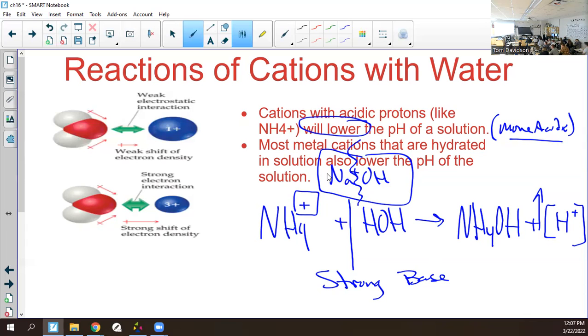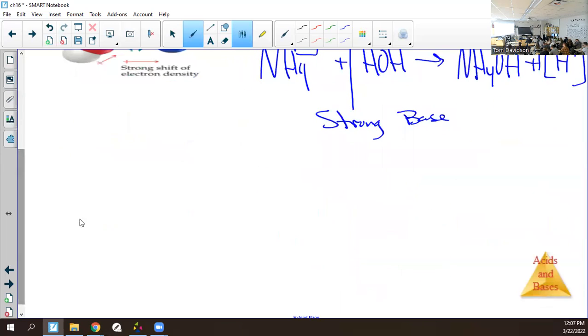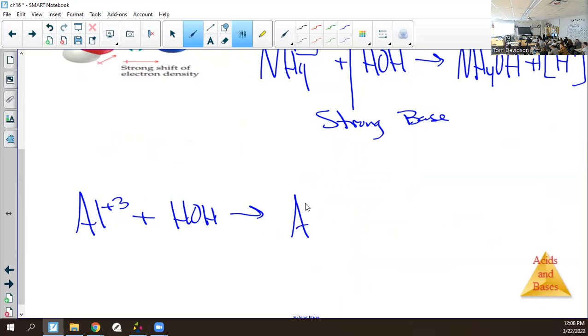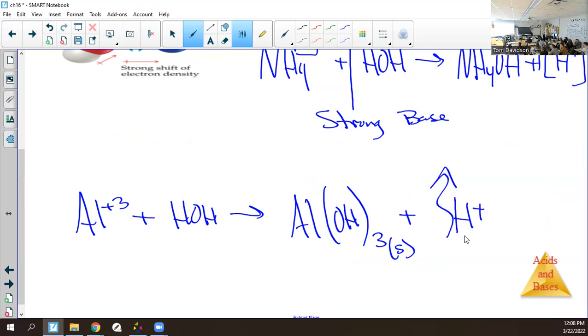So Na wouldn't do it, but most metal cations, so like here I have Al plus 3. All right, we're going to put it in water. It's not the conjugate of a strong base. So it will go out and it will grab hydroxide and form a precipitate. All right, and what's left over? H plus, which makes it an acid.